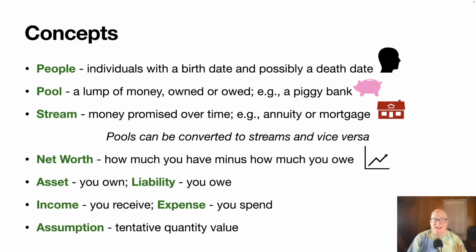So, okay. And then to assess how we're doing, I'm going to think about net worth, which is how much you have minus how much you owe. Okay, so if you have $200,000 in the bank, but you owe $100,000 on your house, then your net worth is $100,000. All right, and then a couple accounting terms: an asset is something you own, a liability is something you owe, income is something you get, and expenses are money you spend.